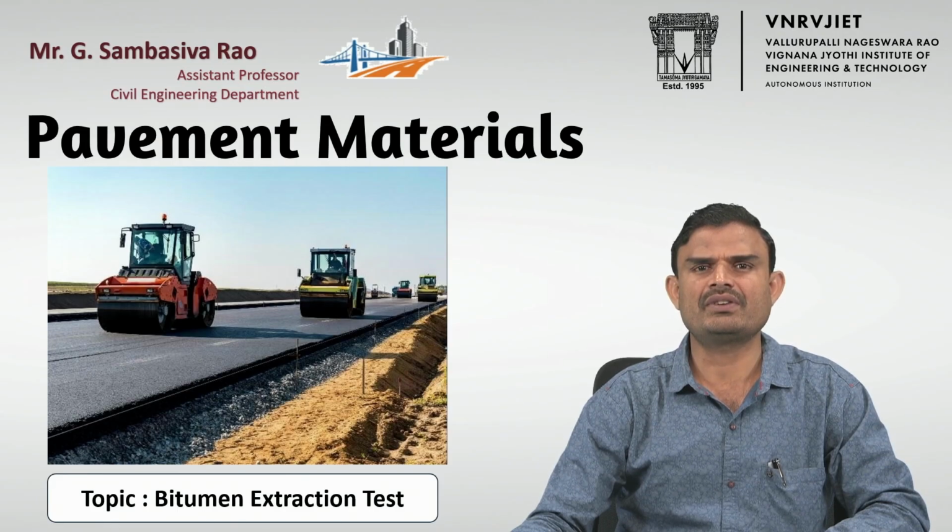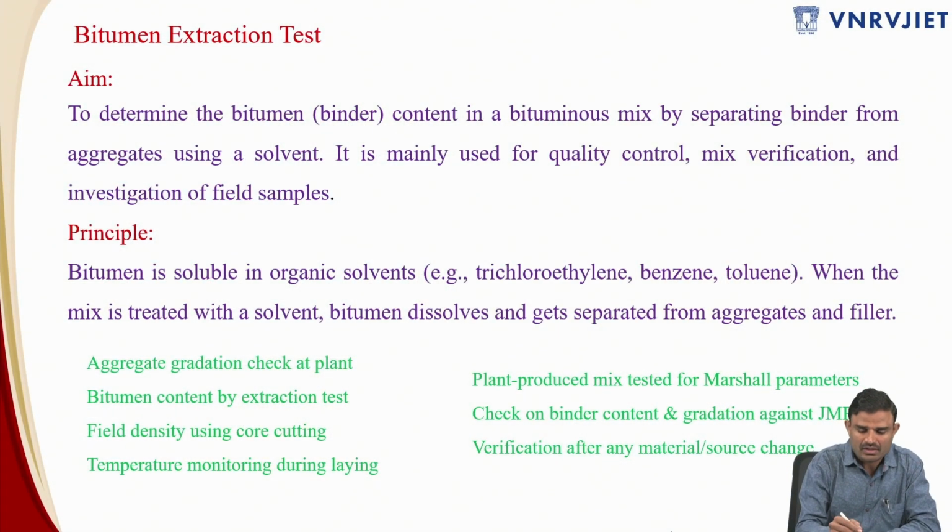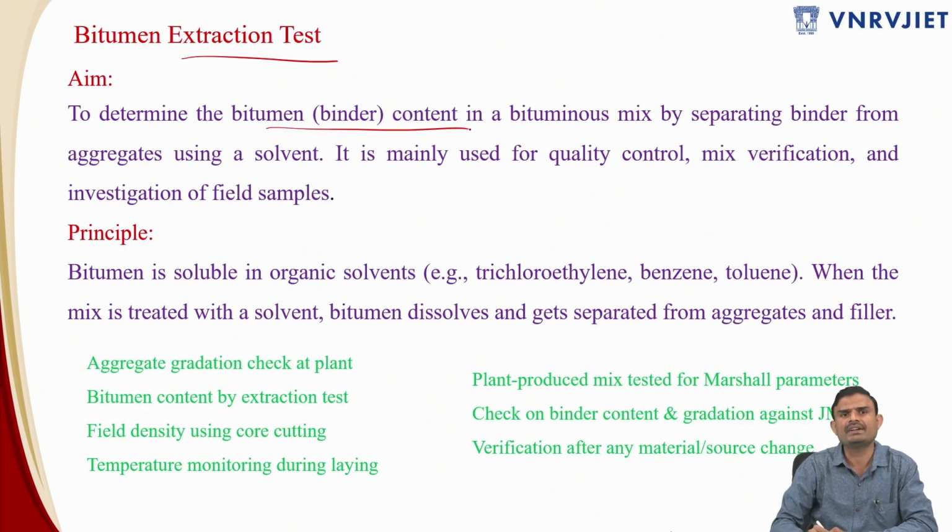The topic of discussion for today will be bitumen extraction test on asphalt mixtures. The main aim of this test is to determine the binder content which is used in the preparation of asphalt mixtures. We already looked at the Marshall method of mix design, where we prepared the Marshall mix with mineral aggregate adding some amount of bitumen. In this test it is a reverse process, where we find out the amount of bitumen that has been added to the mineral aggregate, that is, the bitumen content present in the asphalt mixtures.